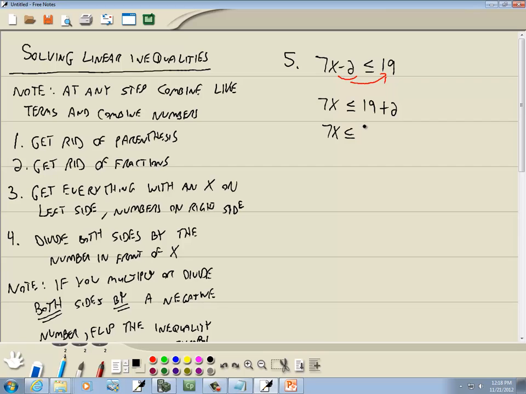Our note up at top says in any step, combine together numbers. 19 plus 2 is 21. Last step, divide both sides by the number in front of the x. The number in front of our x is a 7, so we'll divide both sides by 7. The 7's cancel, and we got x is less than or equal to 3.